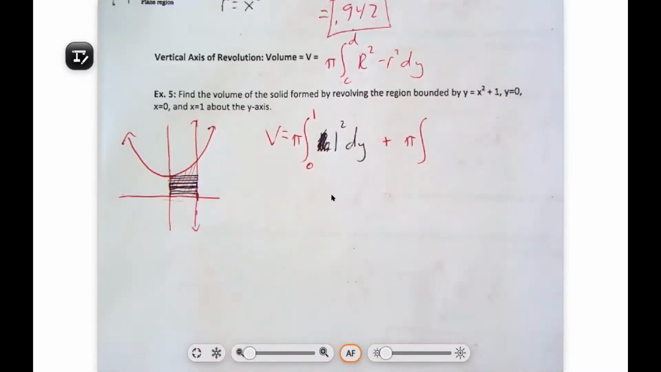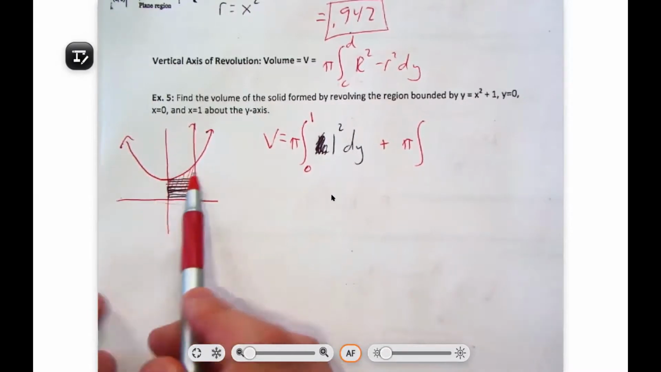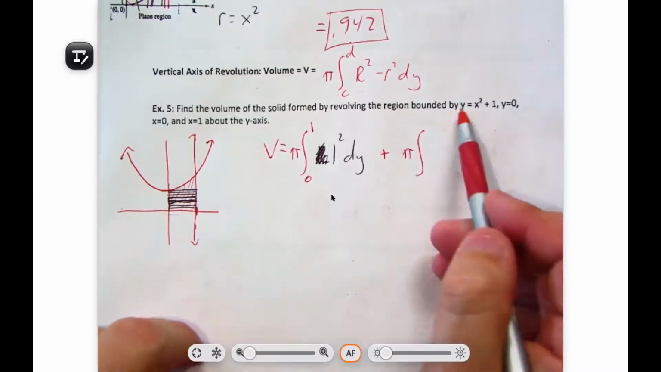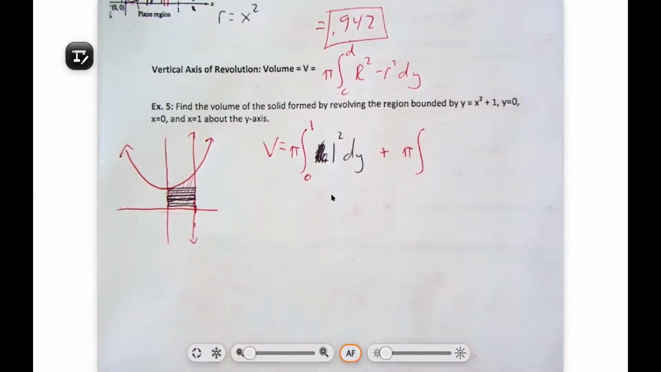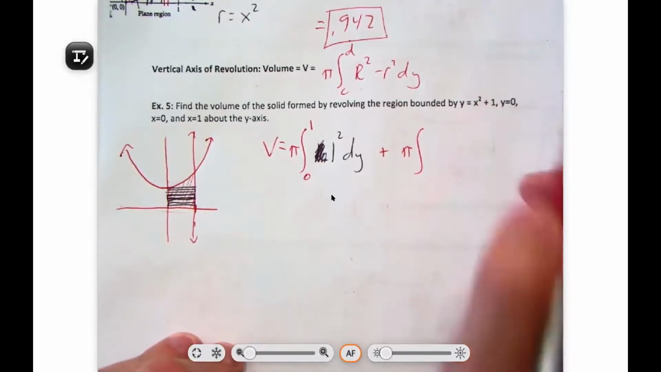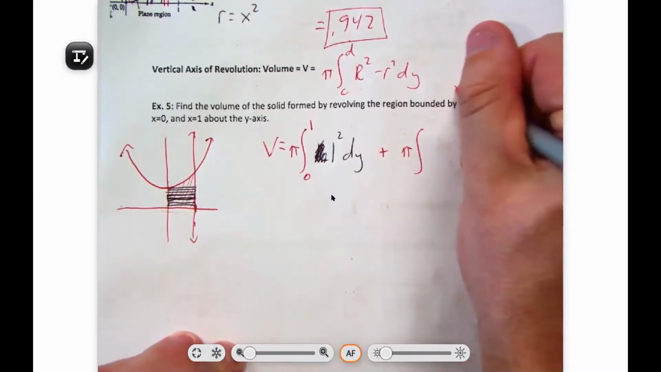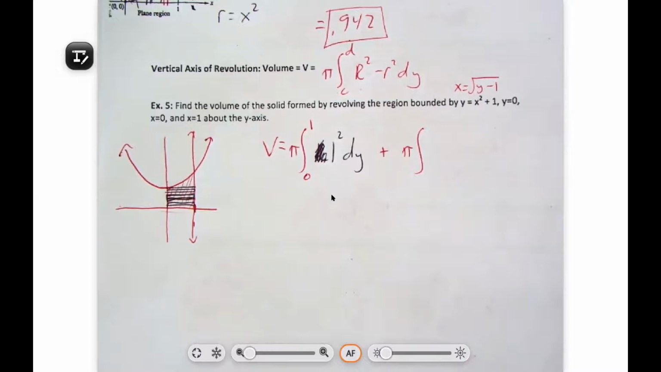So I'm spinning that top piece right here. I'm spinning this around the y-axis. It's a washer problem. Everything has to be in terms of y's, which sucks because the equation they give is in terms of x's. So we have to solve this for x. So I'm going to solve this equation for x, y equals x squared plus 1. So subtract 1 and square root. X equals square root of y minus 1.